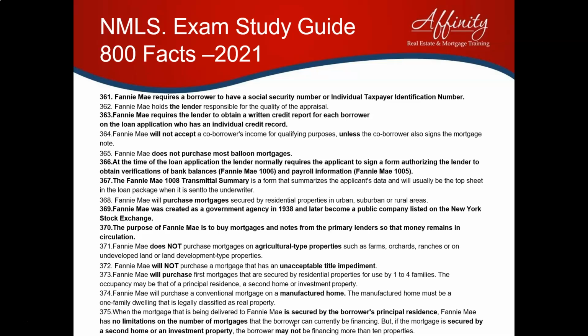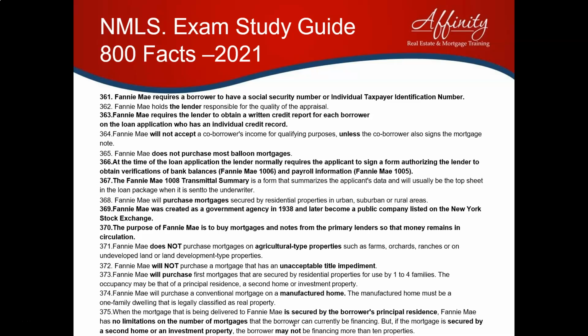At the time of the loan application, the lender normally requires the applicant to sign a form authorizing the lender to obtain verifications of bank balances, Fannie Mae 1006, and payroll information, Fannie Mae 1005. The Fannie Mae 1008 transmittal summary is a form that summarizes the applicant's data and will usually be the top sheet in the loan package when it is sent to the underwriter.